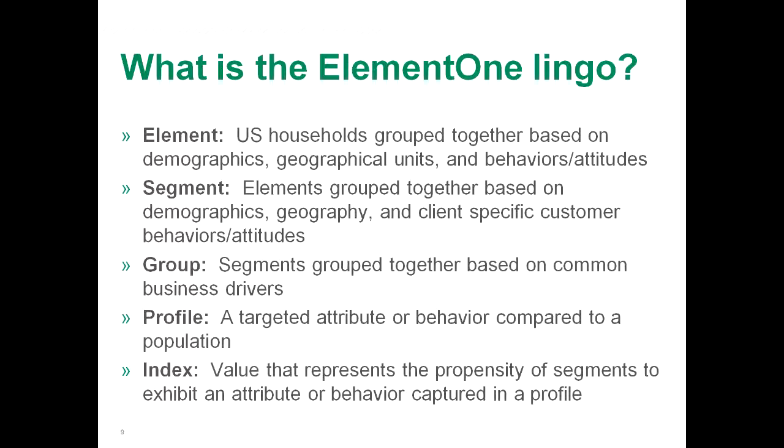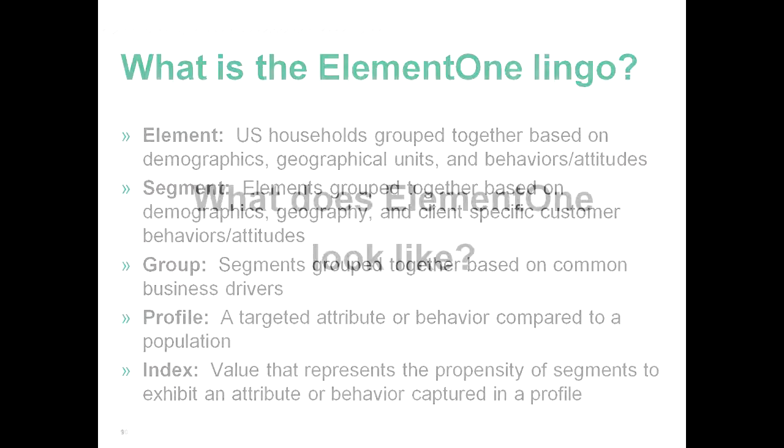And then finally, just a refresher for those on an index. I know we have some statisticians in the audience here, but it's a value that represents the propensity of those segments to exhibit an attribute or behavior that's captured in that profile. So we use the index as a relative measure to show segments that are over-indexing or exhibiting a higher likelihood towards a particular behavior, or those that are under-indexing and are less likely to exhibit that behavior.